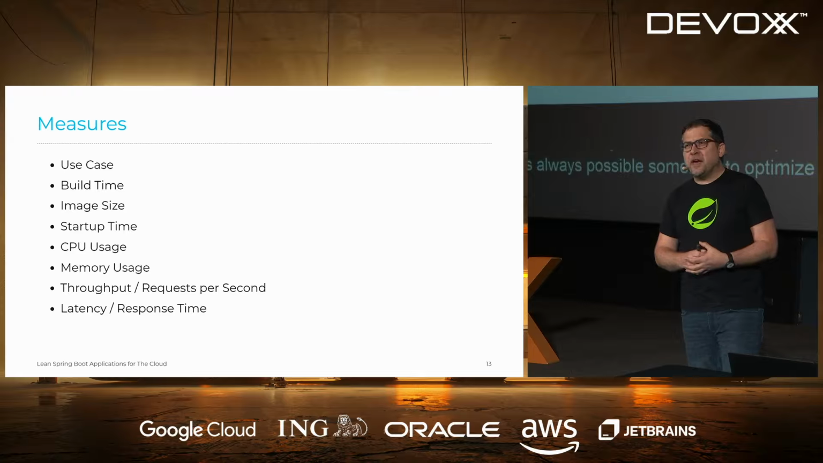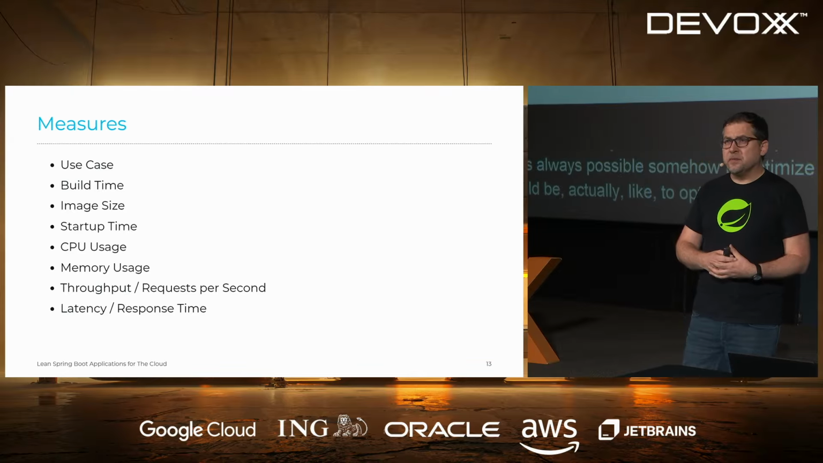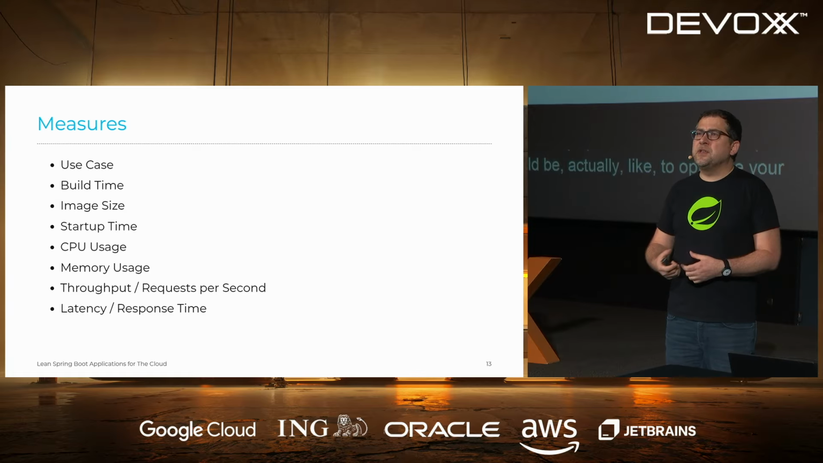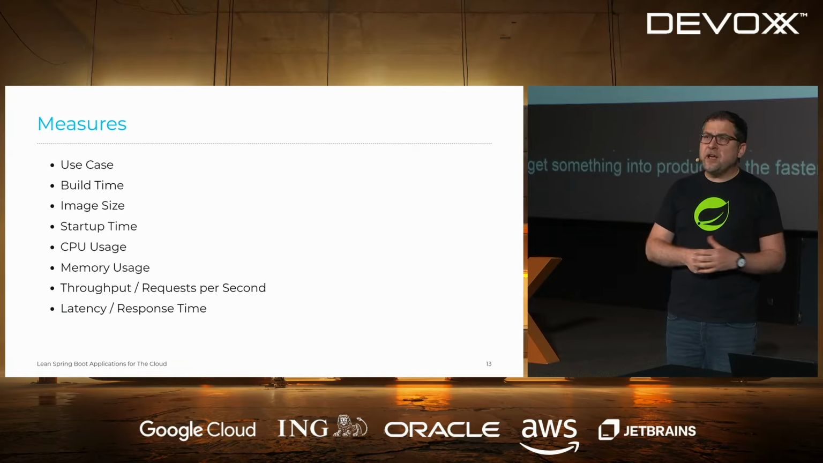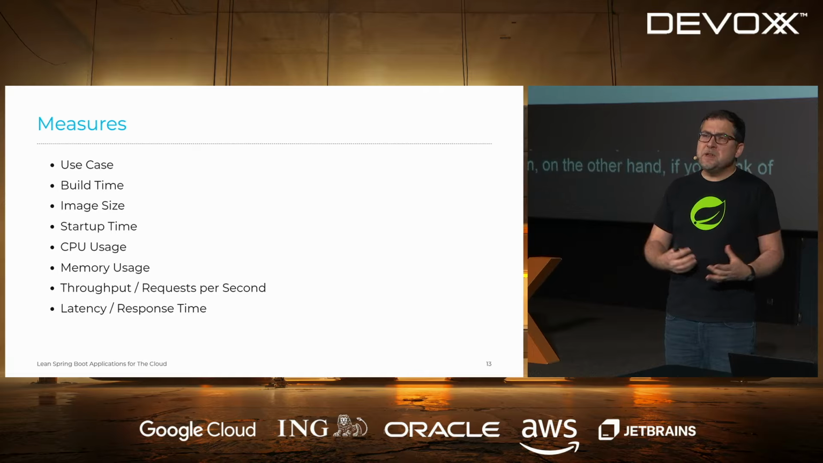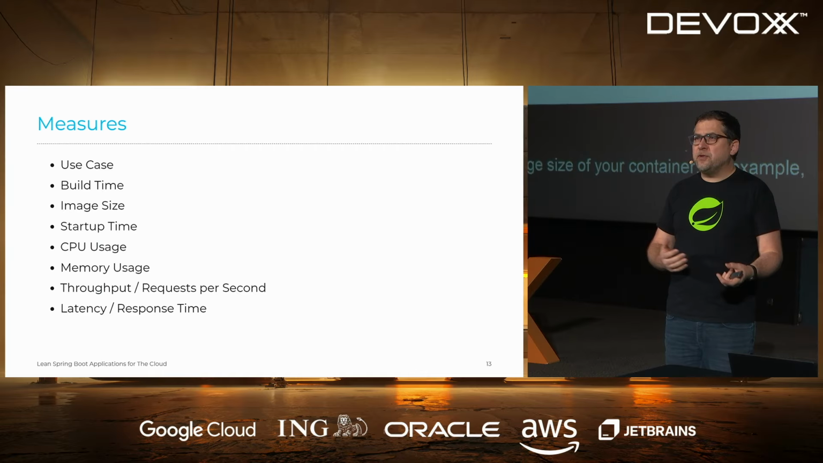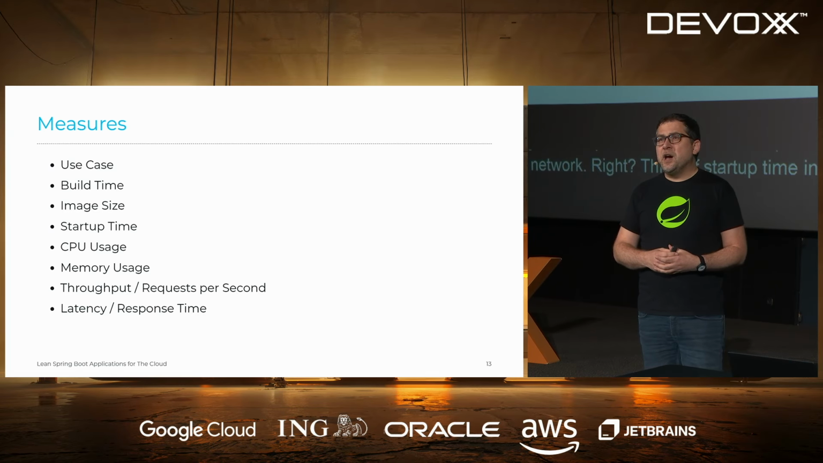Another thing could be to optimize your build time, because the faster you get something into production, the faster feedback you have. And on the other hand, if you think of network, if you can reduce the image size of your container, for example, then you have less traffic over the network, right? Think of startup time in your application, so that you can scale up faster.